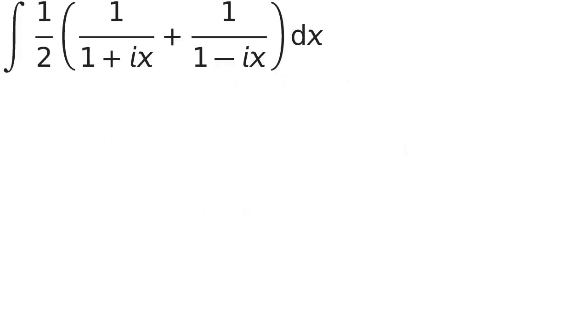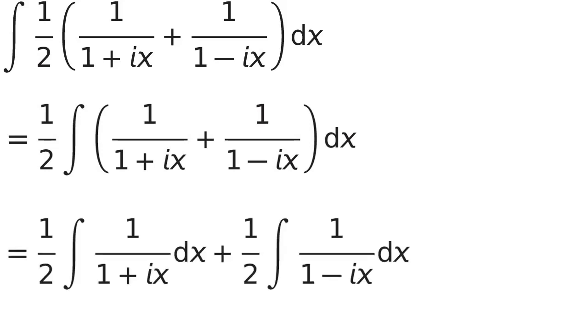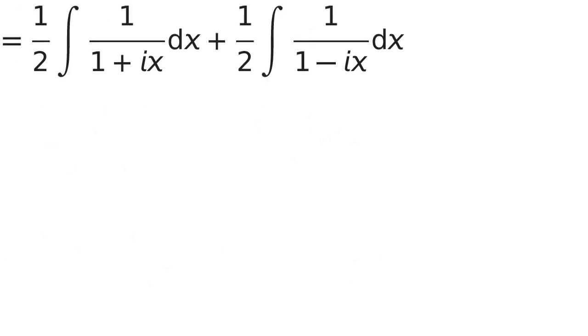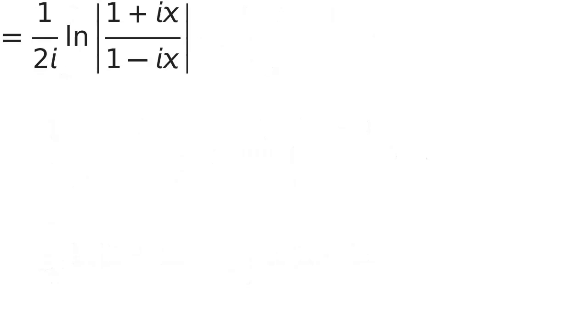Now we can integrate. First, pull out the 1/2. Separate the fractions into two integrals. We need derivatives of the denominators in the numerators, so we can easily integrate and combine the two solutions into one compact form. And we're done.